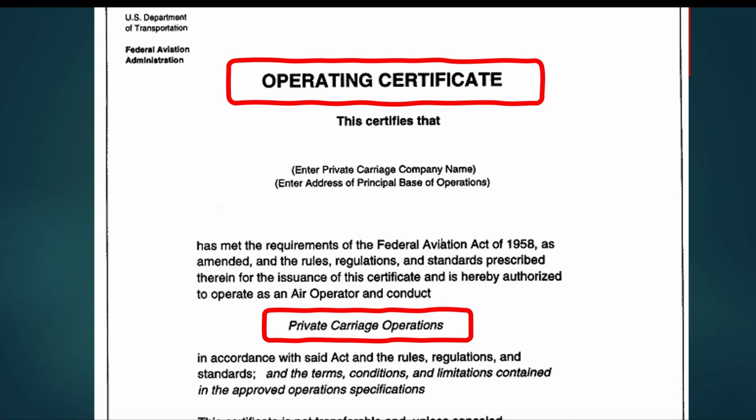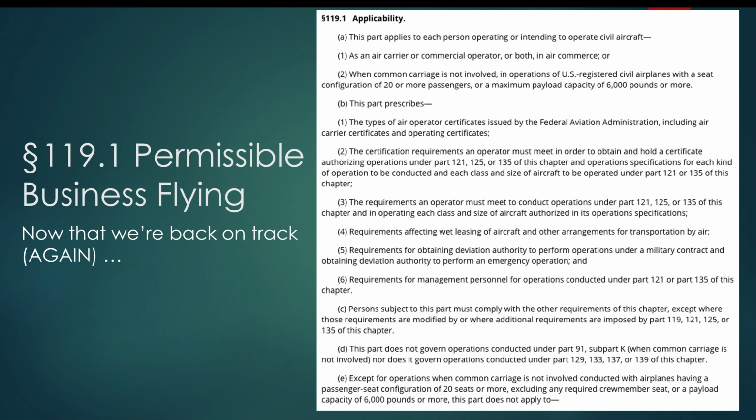And see, there we go. Private carriage is part of one of the options on an operating certificate. All right, we're back on track again. We're back out of the rabbit hole. Let's get back to what we can or cannot do as a commercial pilot now, or another way of saying this is permissible business flying, things that you can do.